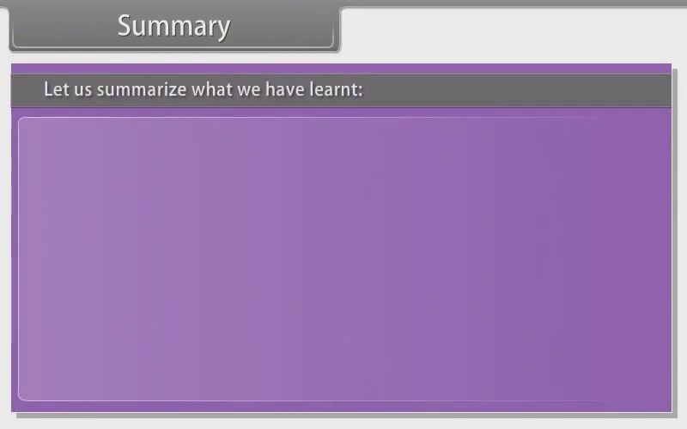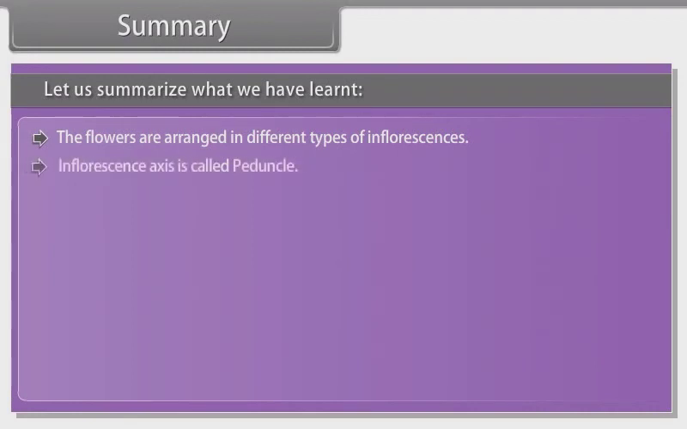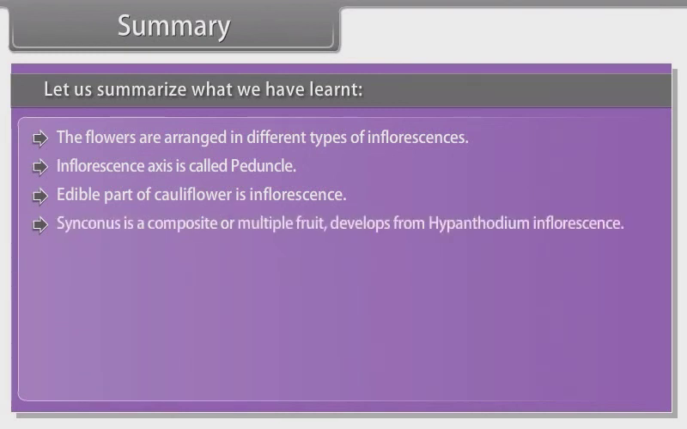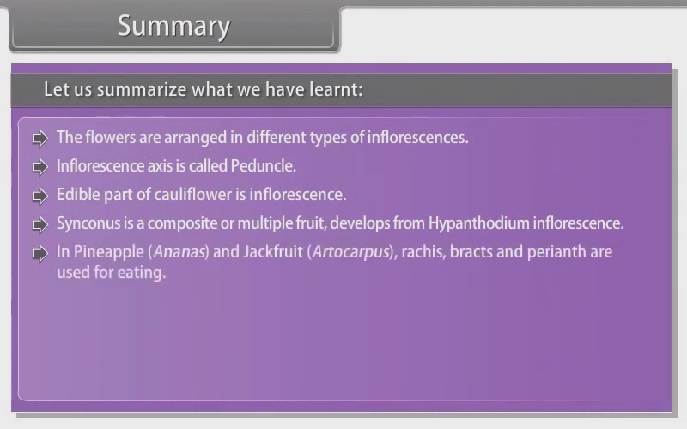Summary. Let us summarize what we have learned. The flowers are arranged in different types of inflorescences. Inflorescence axis is called peduncle. Edible part of cauliflower is inflorescence. Syconus is a composite or multiple fruit, develops from hypanthodium inflorescence. In pineapple, ananas, and jackfruit, artocarpus, rachis, bracts, and perianth are used for eating.